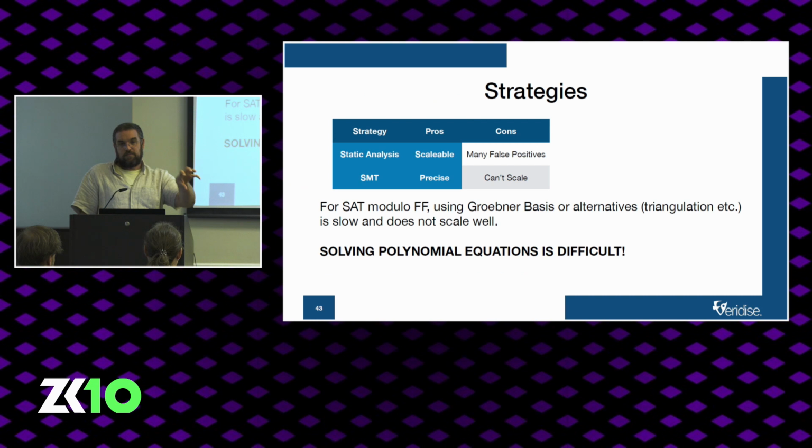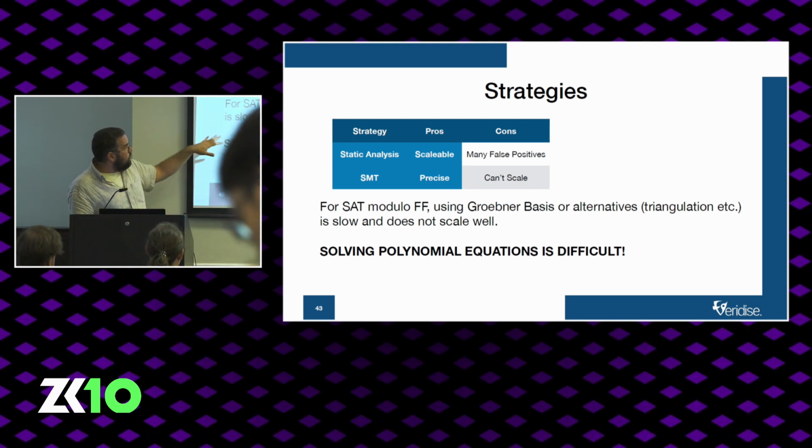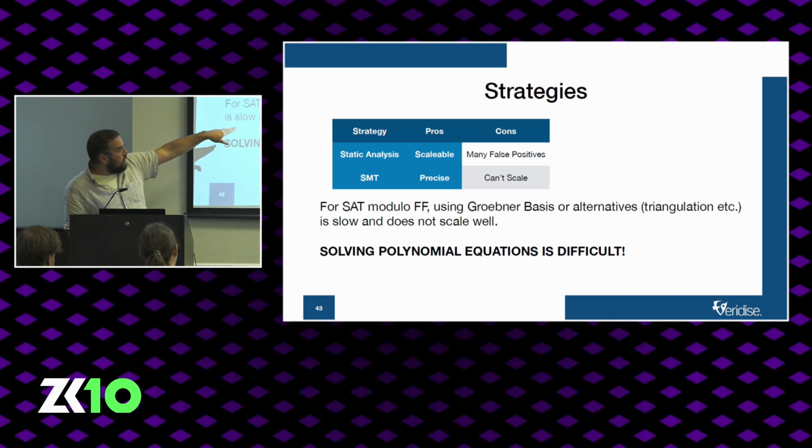You can use that SMT solver to do some kind of more formal verification. So there were two strategies, as I mentioned. There's static analysis that Daniel talked about, which is scalable but has many false positives. And then we have this method employing SMT solvers, which is more precise, but it does not scale. The reason is that if you trace where the bottleneck is, at the end you have to solve polynomial equations over finite fields, which reduces to some Groebner basis computation, an inherently difficult problem.